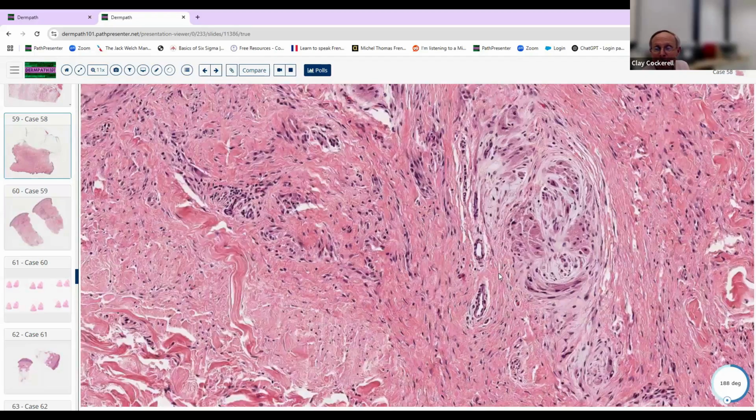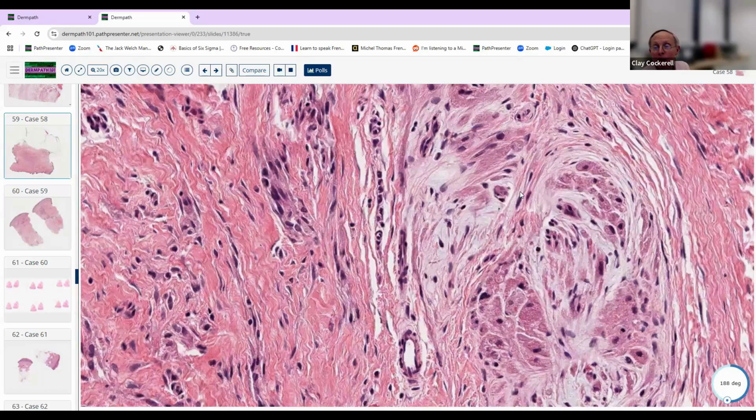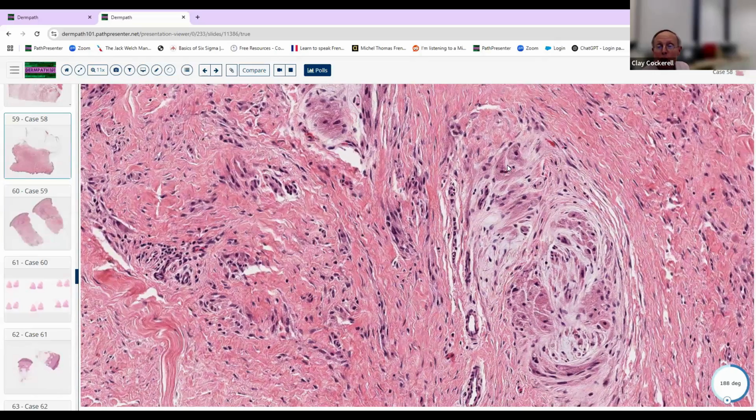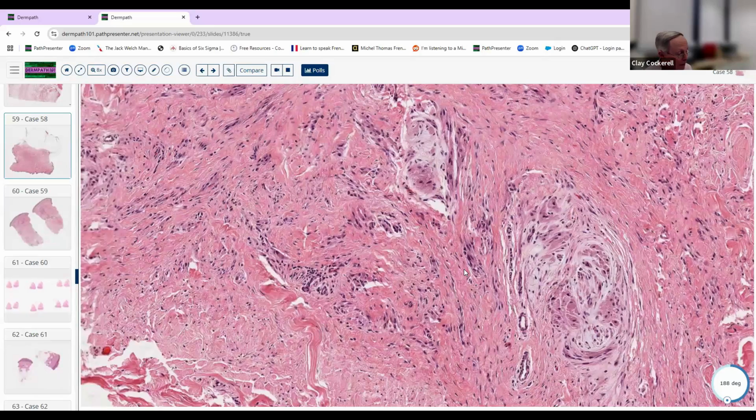So this is a traumatic neuroma. These are little nerve twigs here. There's the nerve, and these are little axons. It's undergoing Wallerian degeneration. Scar, plus these irregular fascicles of nerves that are embedded in this scar tissue.